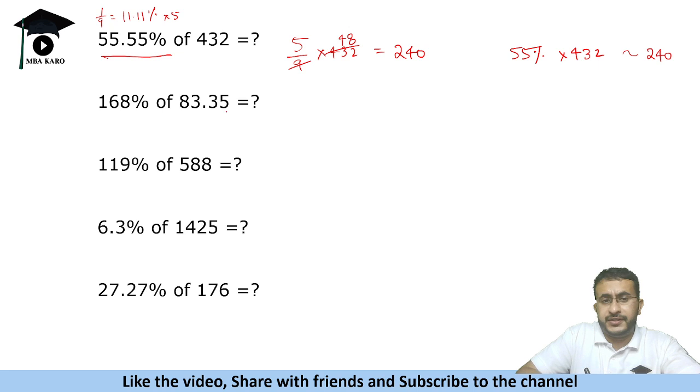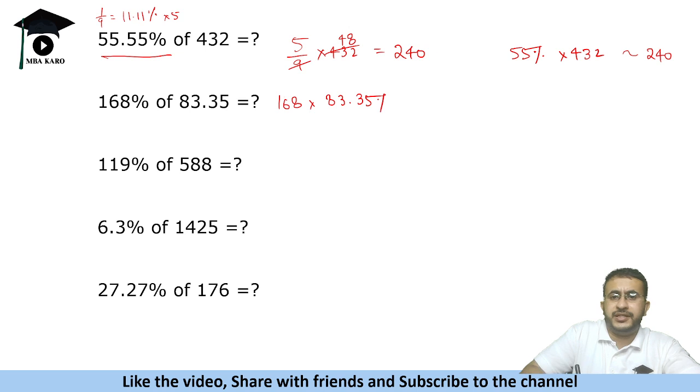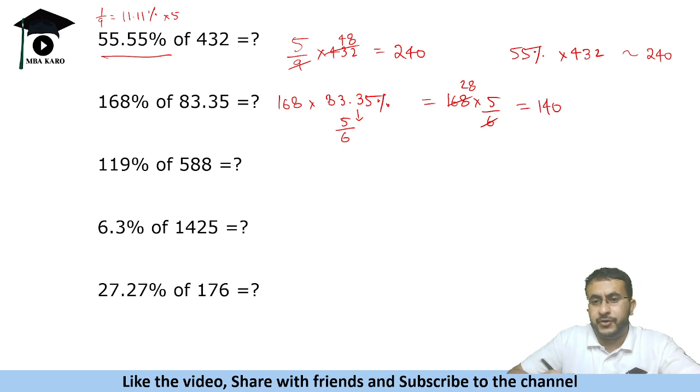168% of 83.35. Now whenever we do a percent of b, we can say that it is a into b percent, like we can write it as 168 into 83.35 percentage. Now we know that if you know this number 83.33, it is close to 5 by 6. 5 by 6 is 83.33%. So if you know this number 5 by 6, probably you can do 168 into 5 by 6, which turns out to be 140.